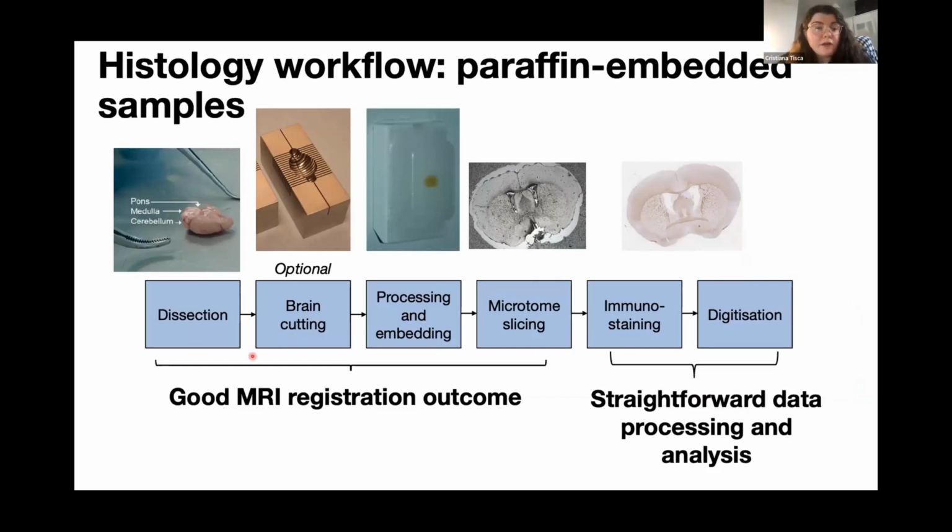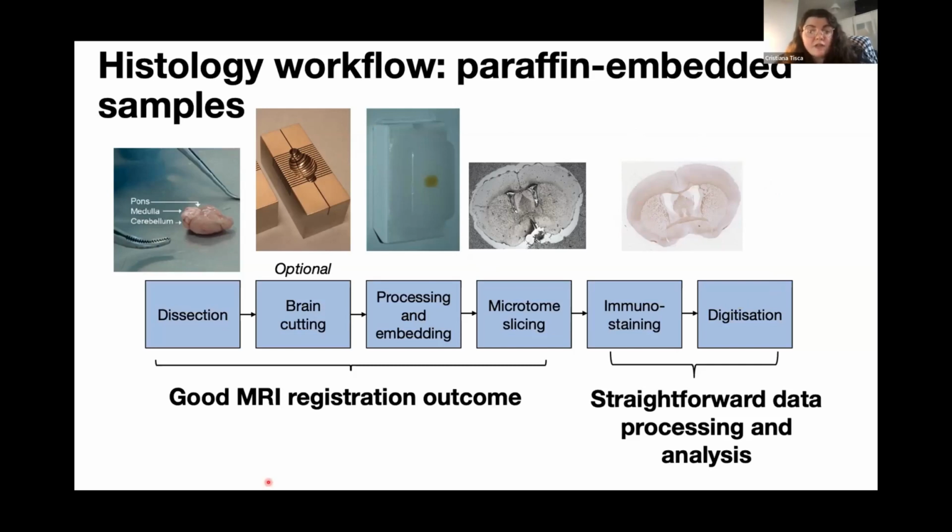This is followed by brain cutting, so sometimes we're only interested in one section of the brain. And then this process is followed by processing and embedding, which is a protocol where the brain is taken from its fixation state through to various alcohol and other intermediary solutions, and finally put into wax, where it is embedded. And we then slice the brains and stain them using, in this particular case, immunostaining.